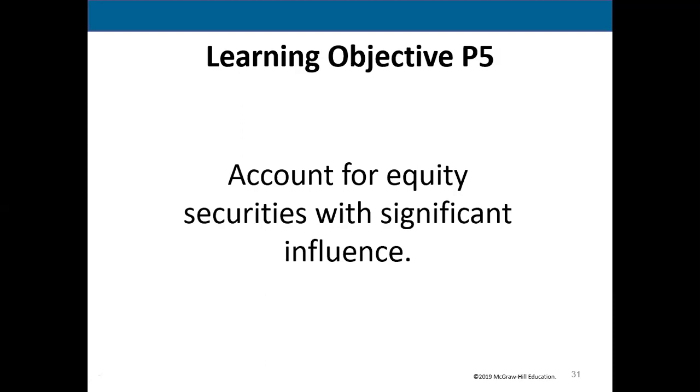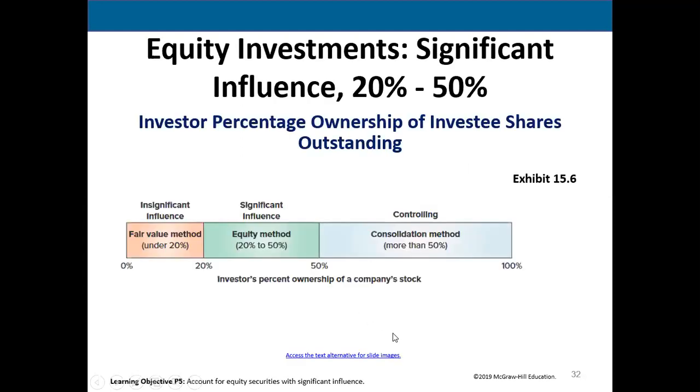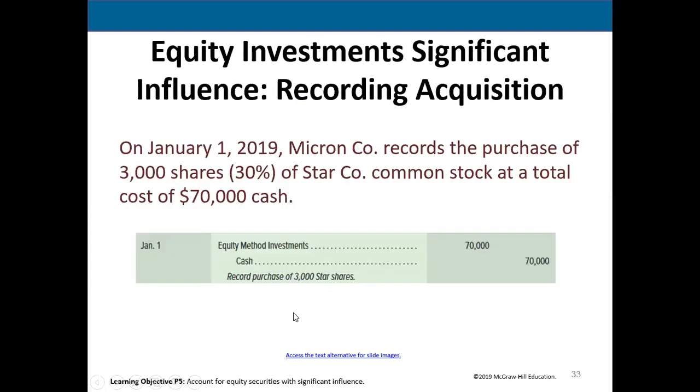Now we do the accounting a little bit differently when you buy equity securities and you own more than 20% but less than 50, or up to 50. That's called significant influence. Because you have more influence over the operations and decisions of the other company, the FASB feels you should do the accounting a little differently, and we call this the equity method. And it's different than the other methods.